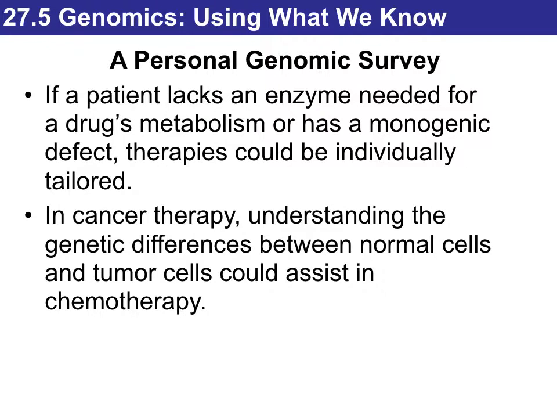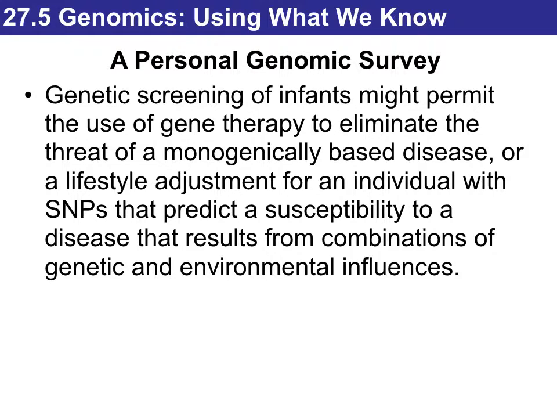You also need to think about what we can actually do with a personal genomic survey. If you have a patient that lacks an enzyme for any kind of drug metabolism or has a monogenic defect, you could tailor individual therapy. In cancer therapy, for example, understanding the genetic difference between normal cells and tumor cells could help with chemotherapy. At the same time, genetic screening of infants will help people use gene therapy to eliminate the threat of monogenic diseases, or even make some lifestyle adjustments for an individual who has SNPs that let us know they have a risk of disease or may be susceptible, and that will help with the combination of genetic and environmental influences.